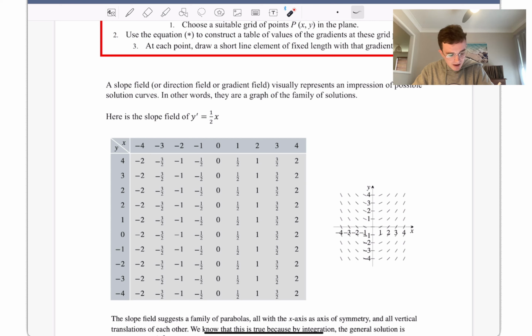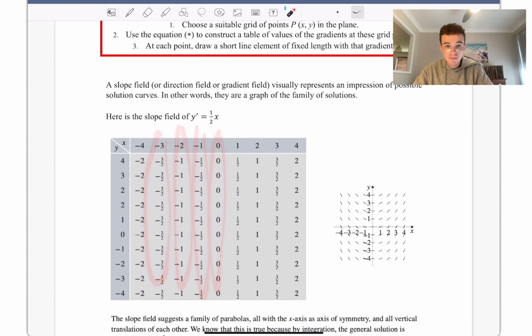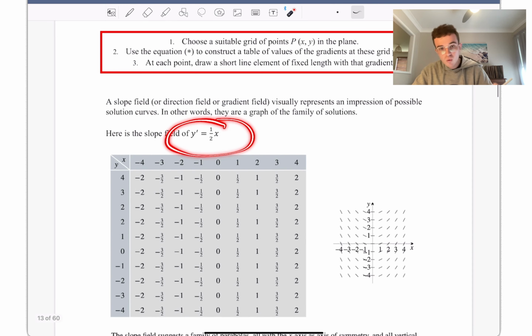So notice here at x equals -4, they're all actually the same, and that's because this equation doesn't have anything in y involved in it. So we would expect that at unique values of x, all of the gradients are the same, because there's nothing in here that would change it with respect to y. So this slope field suggests a family of parabolas, with the y-axis as the axis of symmetry, and all vertical translations of each other. We know this is true because if we integrate this, we get y equals x squared plus c.